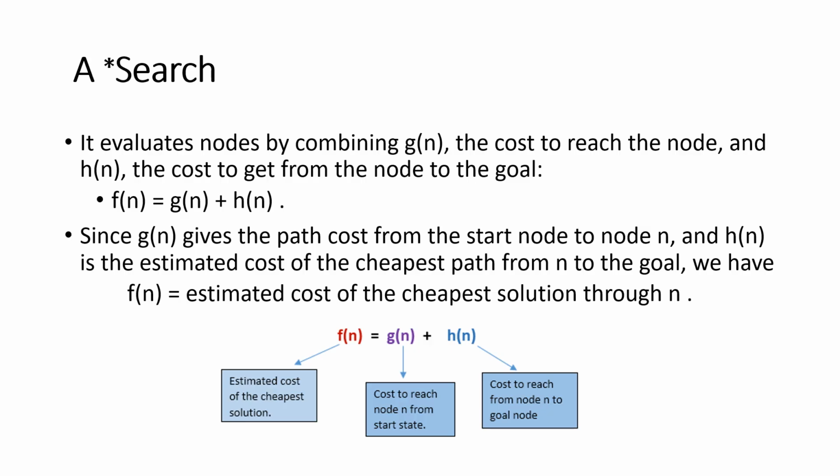Here we can see the equation f of n is equal to g of n plus h of n, where f of n is the estimated cost of the cheapest solution, g of n is the cost to reach node n from the starting node, and h of n is the cost to reach the goal state from node n. Greedy best first search uses only h of n. It only looks at the goal, may ignore the path already taken, and can be short-sighted. But A star combines both, considering the path so far and also what remains, which is smart and efficient.